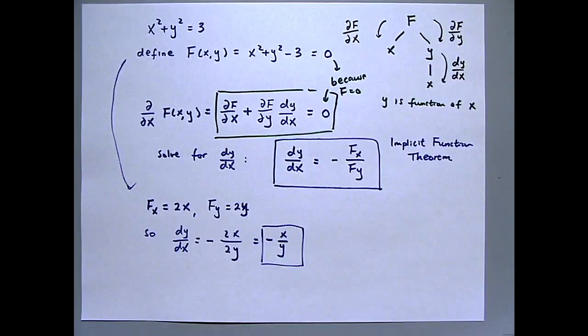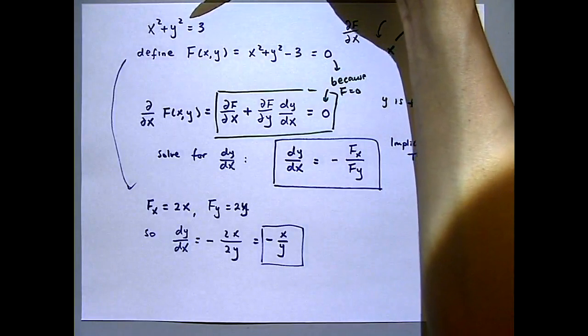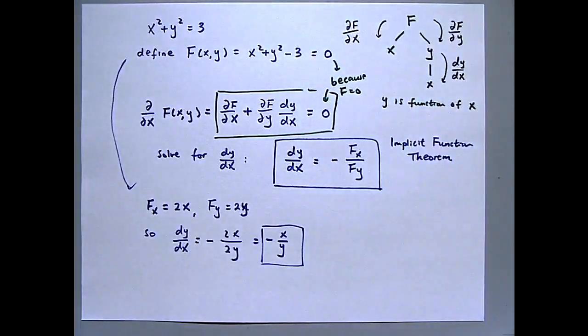So like I said, this is one option that you could use to find the derivative dy dx by using this. Another route is simply take the derivative of this implicitly, y as a function of x, like the way you've been doing in Calc 1.